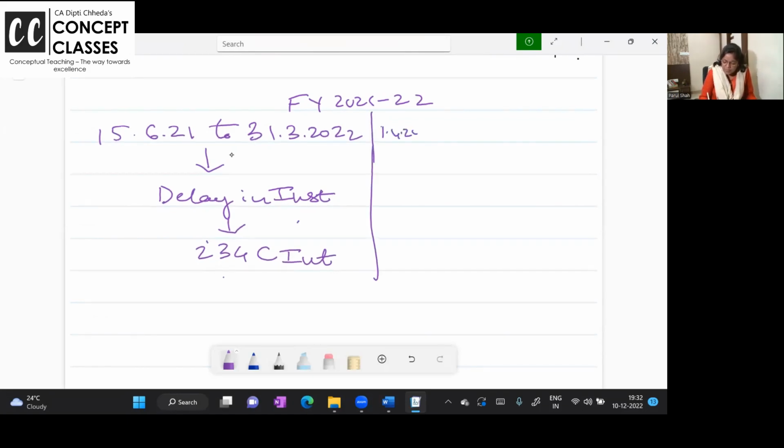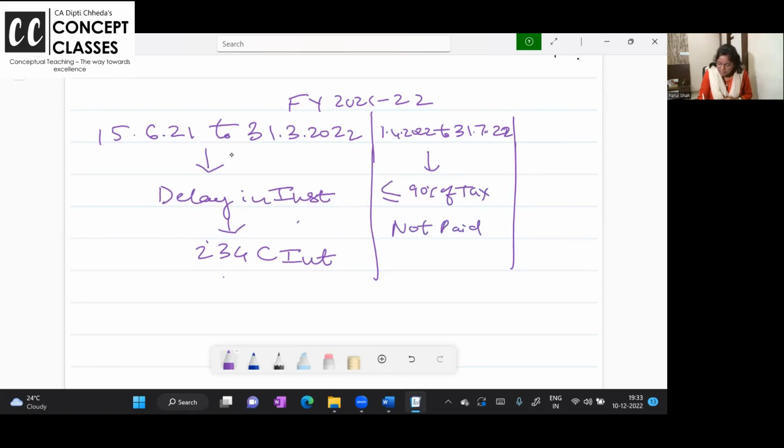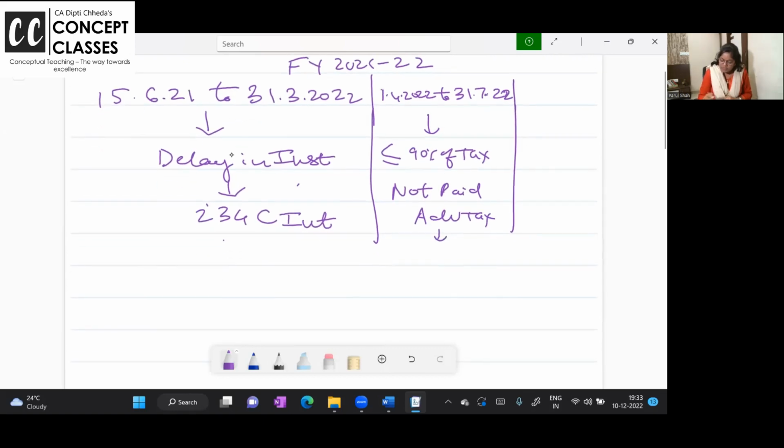Next, 1st April 22 to 31st July 22. Okay. 1st April to 31st July, if less than 90% of the tax is not paid as advance tax, if you have not paid, then which interest you will put? 234B. Reverse, it is practically working.